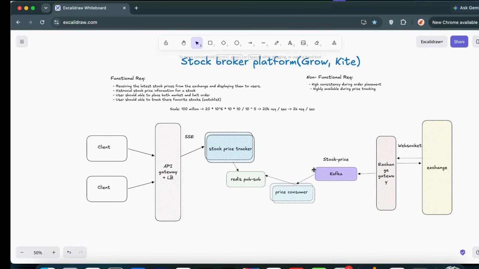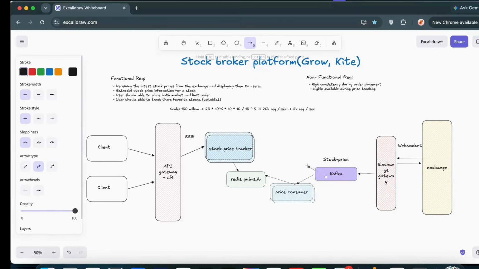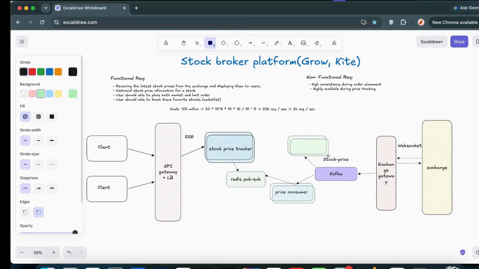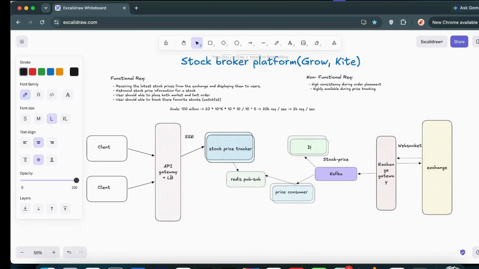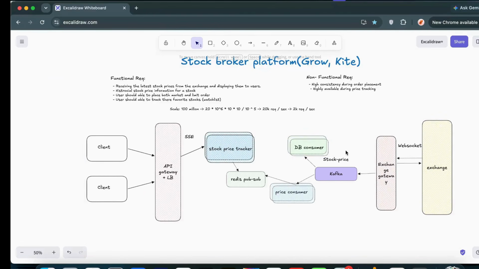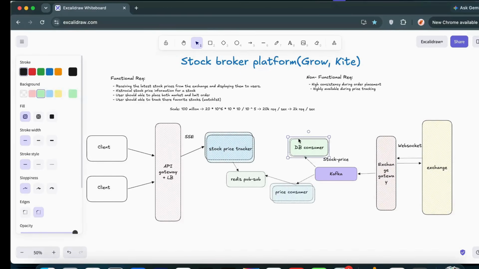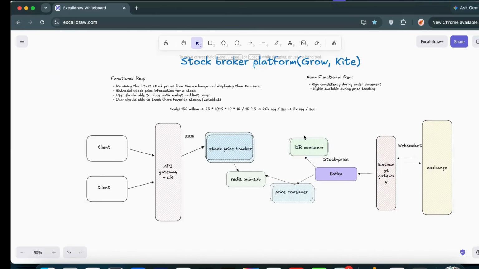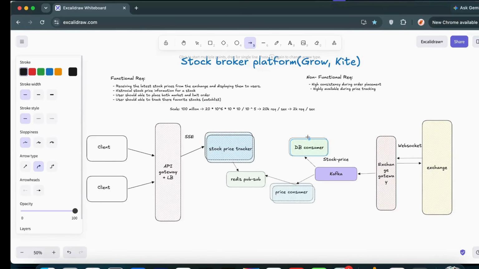Now again, from Kafka, we will have another service. These are the consumers for DB. Okay, I'll name it DB consumer. What it basically does is get all the latest stock prices, and its job is to put them into the database. So we'll have a DB right here.